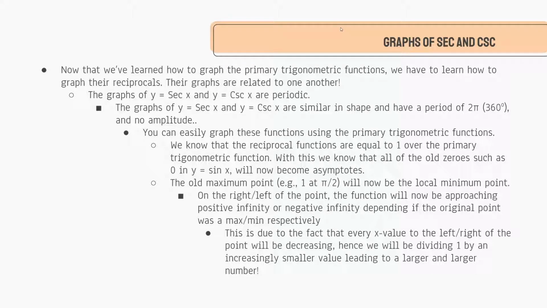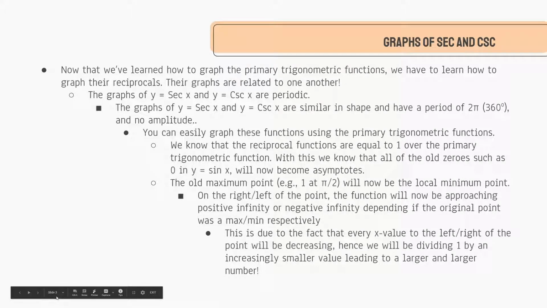So immediately what we have to know is that the graphs of y equals secant of x and y equals cosecant of x are periodic, just like the primary trigonometric functions of cos of x and sine of x. The graphs of y equals cosecant of x and y equals secant of x are similar in shape and have a period of 2 pi or 360 degrees, and they have no amplitude.